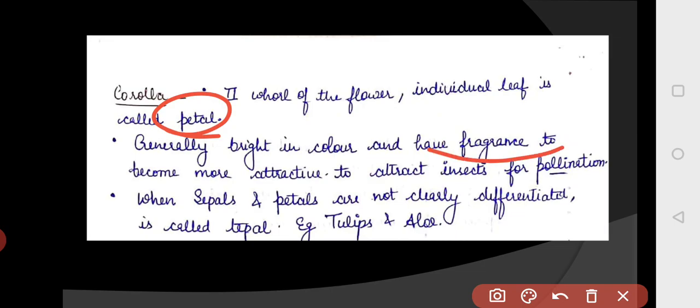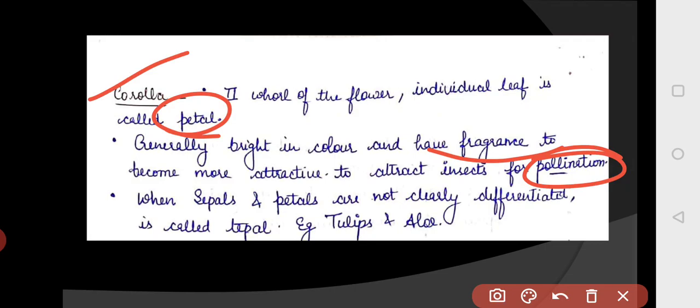So what is the use of it? They are generally bright in color and they have fragrance, so their use is in pollination, to attract insects for the process of pollination, that we will study in the next lecture. What is pollination? It is nothing but the transfer of pollen to the male part or female part of the flower. Generally, the corolla is attractive to attract the insects for pollination.